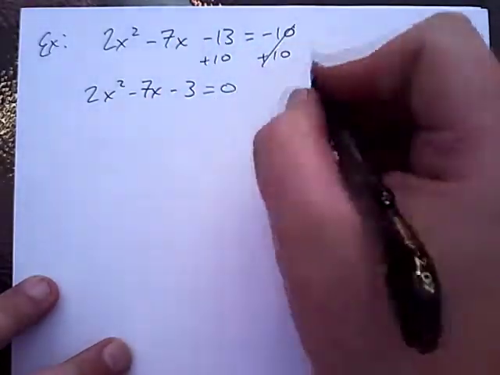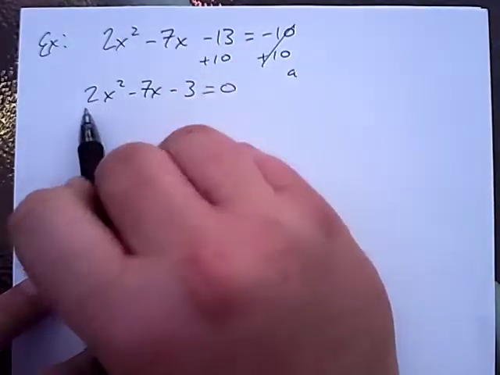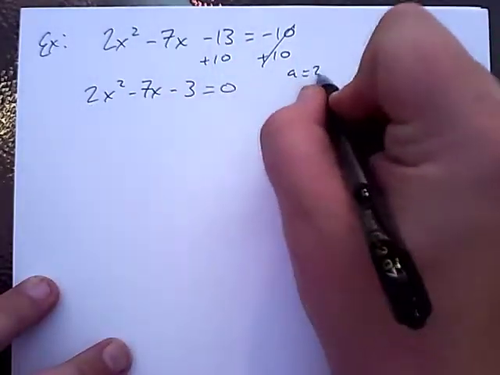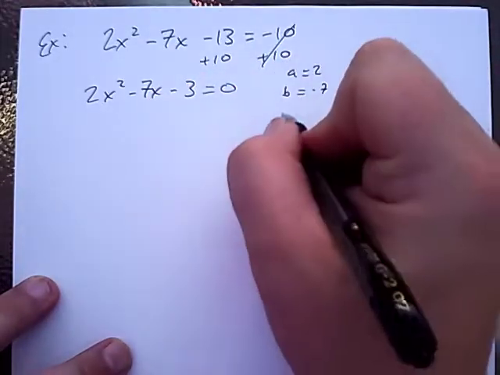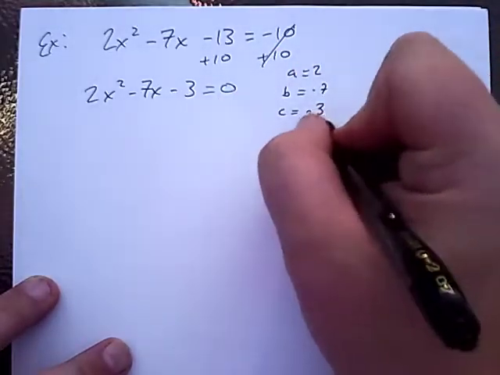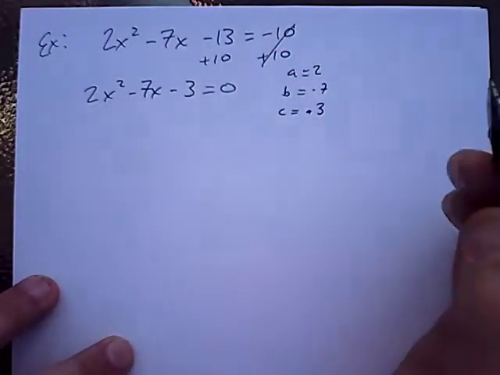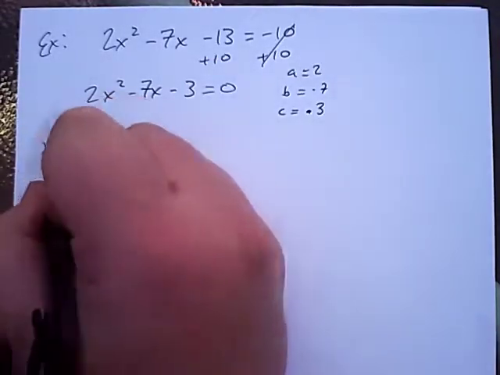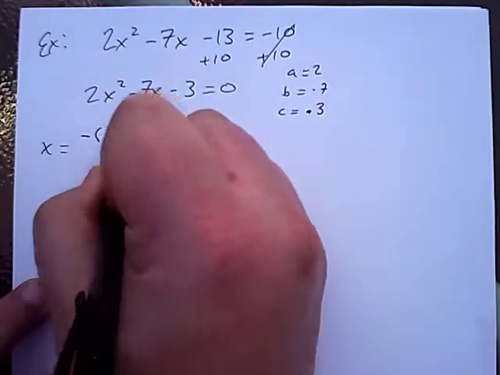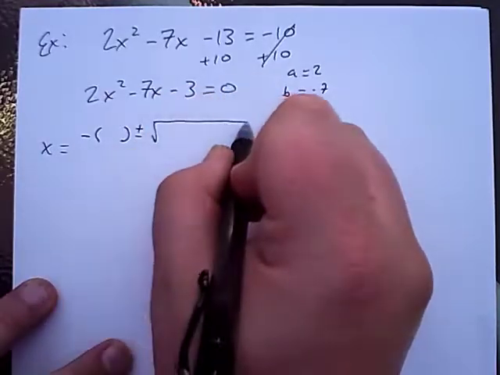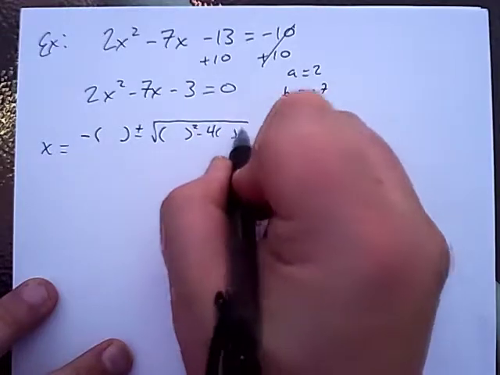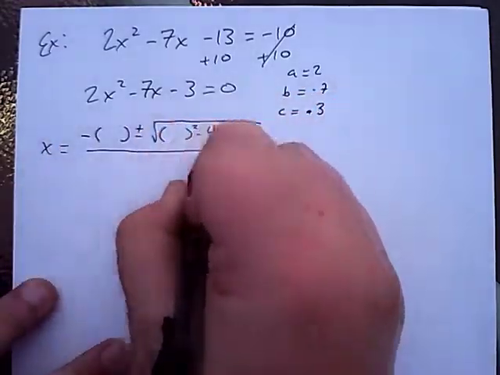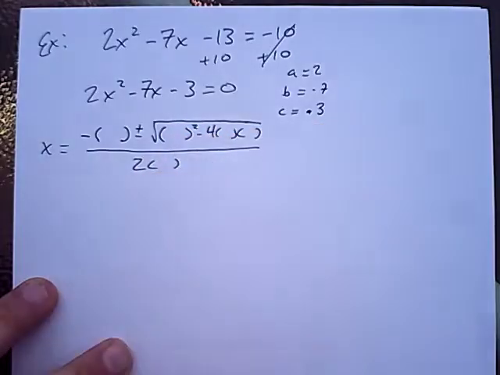Now that everything's set equal to 0, I'm going to determine my a, b, and c. Well, a is the number in front of x squared, and here it's 2. B is the number in front of x, and here b is going to be negative 7, and c is going to be negative 3. Now I want to set up my blanks. So here we go. X equals negative b plus or minus the square root of b squared minus 4ac, all over 2a. And now I plug my numbers in.